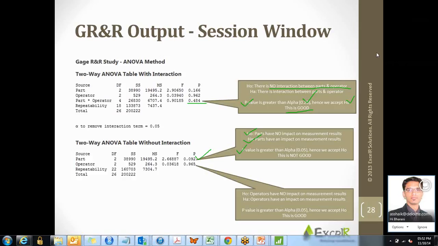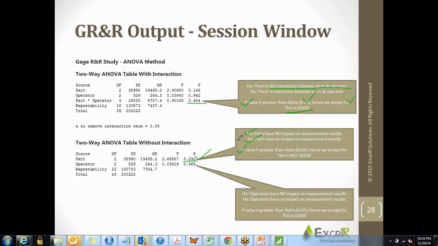Okay. Now, what I want to ask you is, why do you choose from the two-way ANOVA table with interaction, the first section, only the value which is 0.484, and why do you choose from the second one both values? Why are you not choosing the first three? Yeah, what is it? First two, sorry. All right.